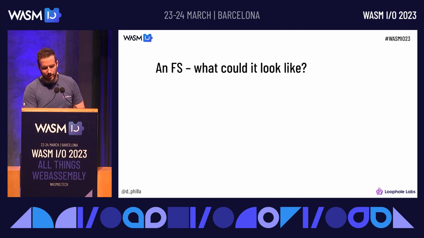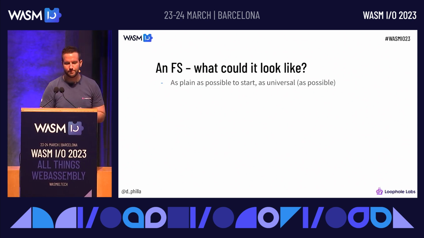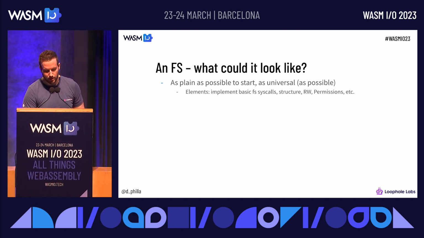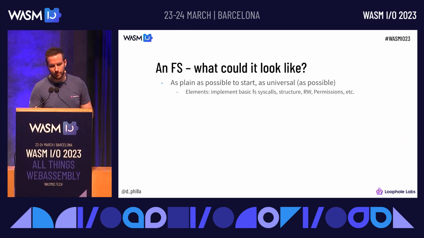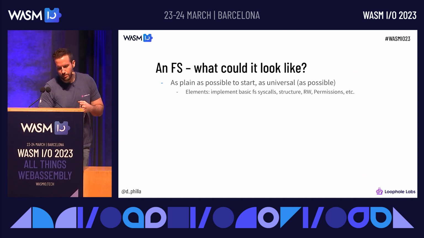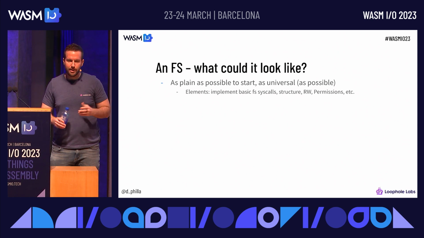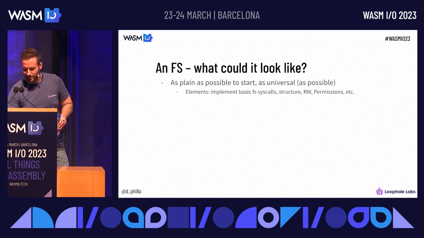So the file system itself, what could it look like, right? Again, we want to keep it as plain as possible, as universal as possible. And the elements we just spitballed were implementing basic FS calls, structure, reading, writing, permissions, et cetera. And we got close to most of these, right?